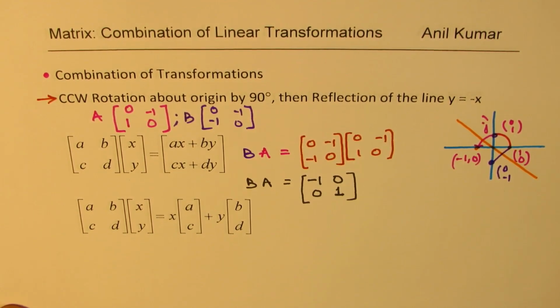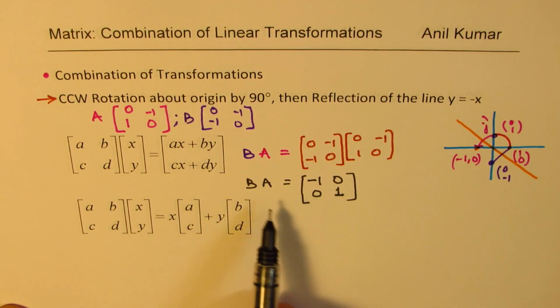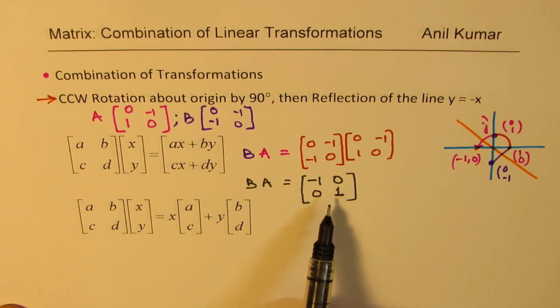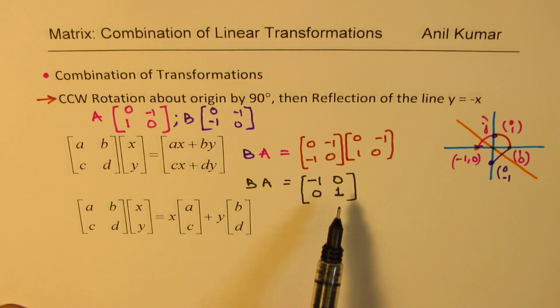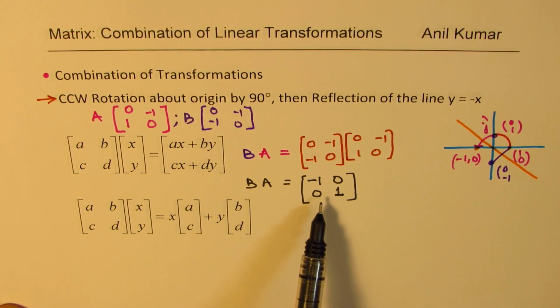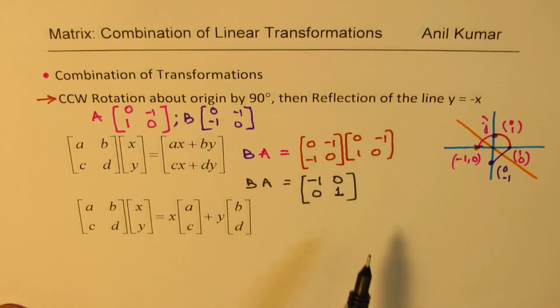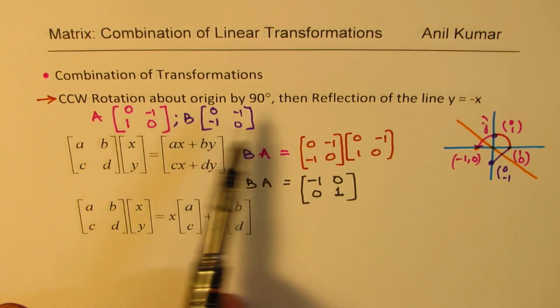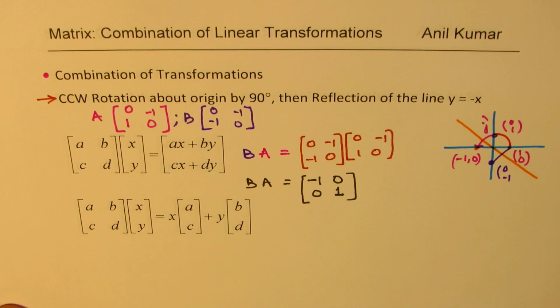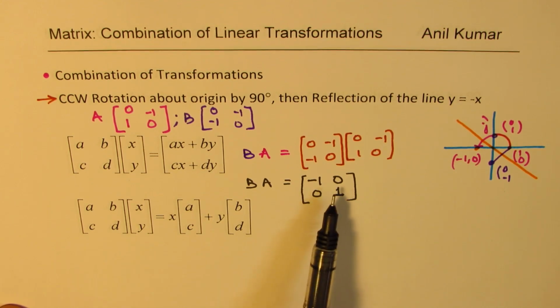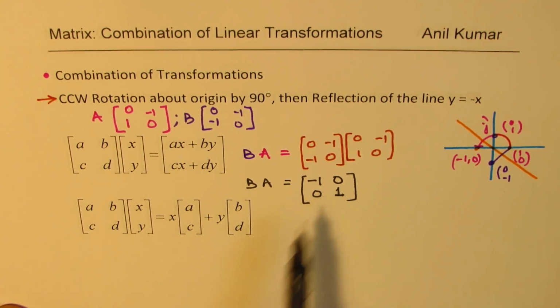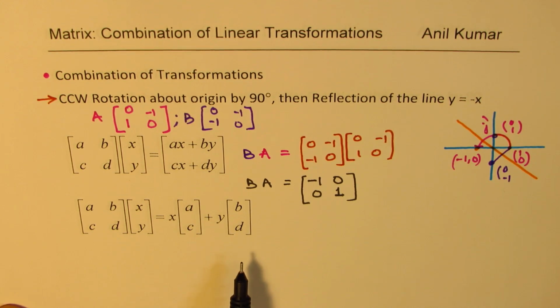You get the idea. So BA becomes a transformation matrix. Correct? So that is how we are going to get the transformation matrix for a combination. You get an idea, right? So once you do the individuals, then you could work like this. So it is minus 1, 0, 0, minus 1, that kind of a matrix. Now what does that really signify?